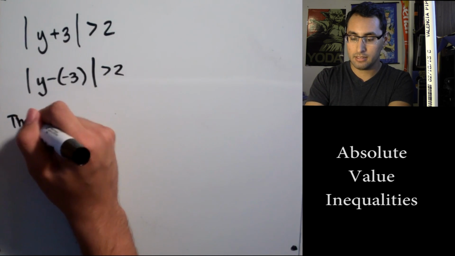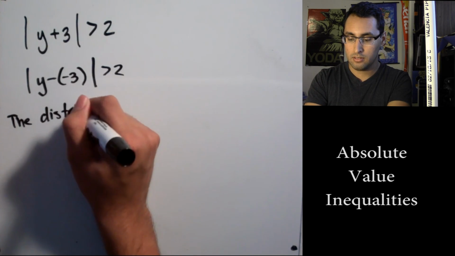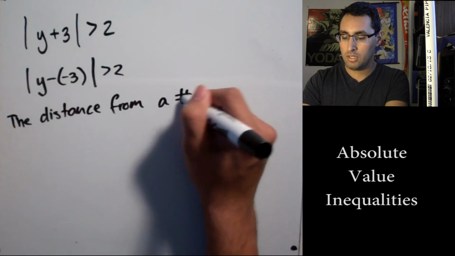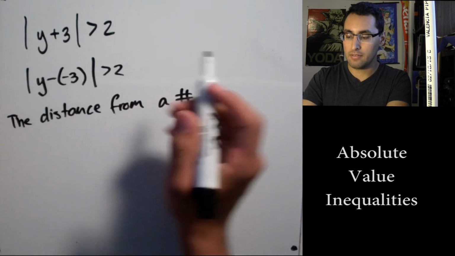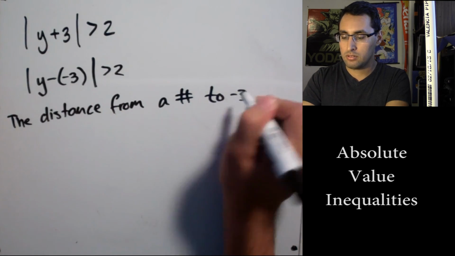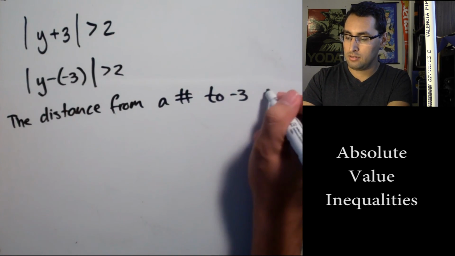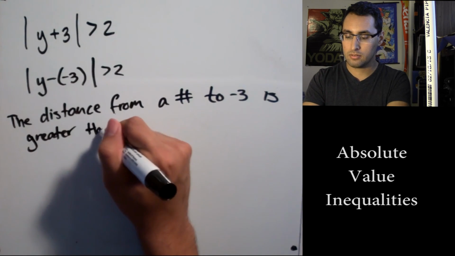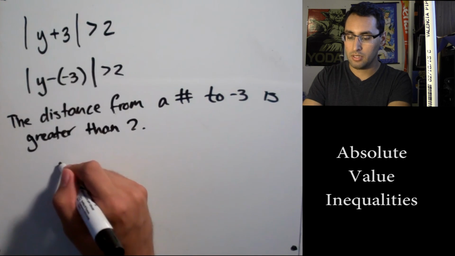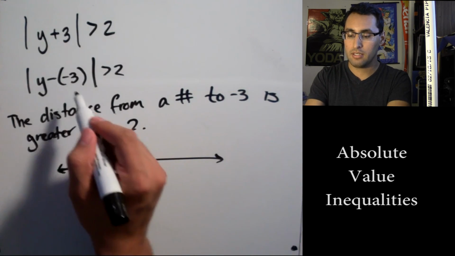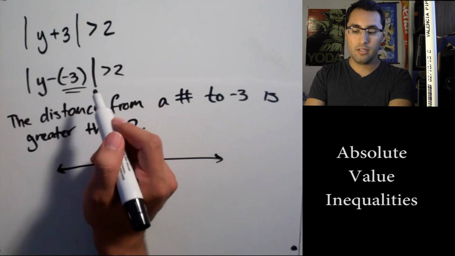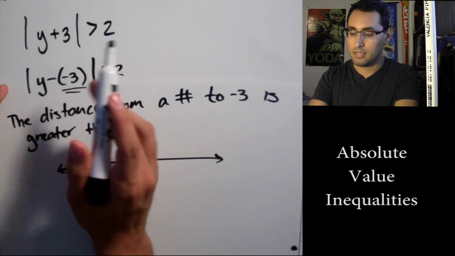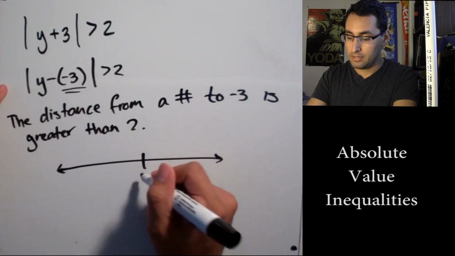This says the distance from a number to negative 3 is greater than 2. Well, in this case, we start at negative 3. If I didn't know that that was a distance statement, I could have incorrectly started at 3. You don't want to do that. So I'm going to start at negative 3.